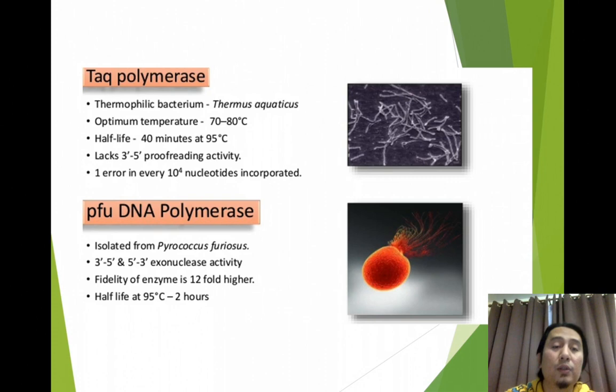Taq polymerase is isolated from a thermophilic bacterium, Thermus aquaticus. The optimum temperature is 70 to 80 degrees. Half-life is 40 minutes at 95 degrees. It lacks 3' to 5' proofreading activity, which means one error in every 10^4 nucleotides incorporated. So when Taq polymerase is used, an error mismatch might happen. Sometimes it reads A and should bind T, but instead of T, Taq polymerase will introduce G. That is an error mismatch. But the error rate is really low, still considered a low percentage.